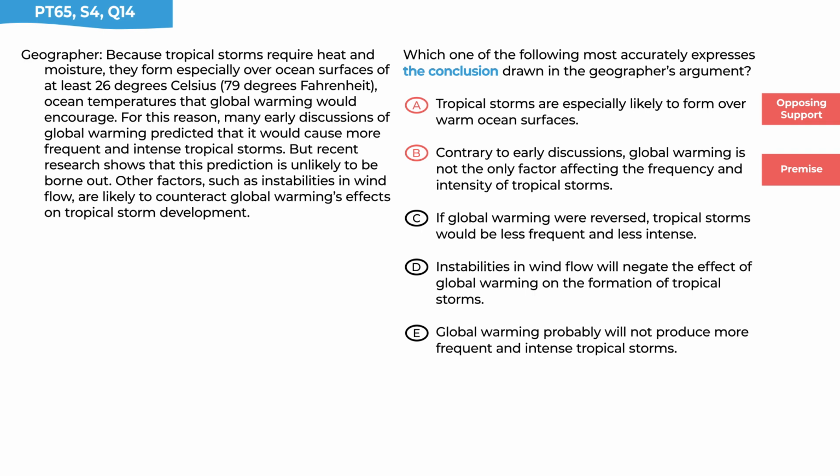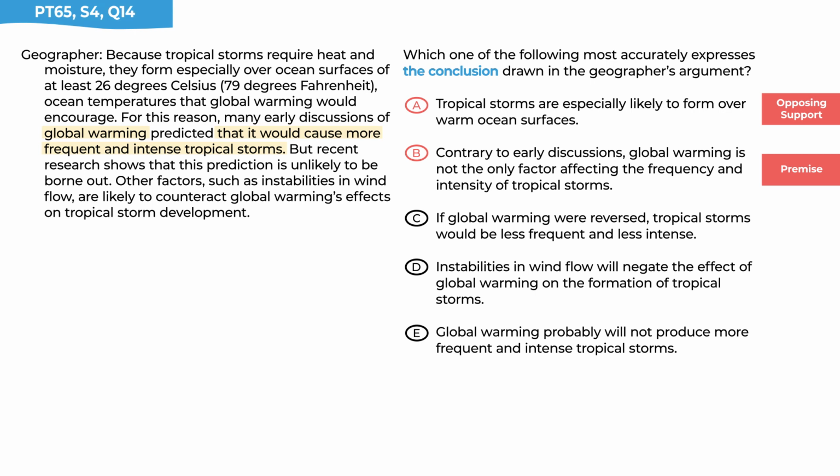Answer choice C says that if global warming were reversed, tropical storms would be less frequent and less intense. Answer choice C is wrong, but I could imagine someone picking this one because if the conclusion of this argument is to refute the opposing point, answer choice C sounds like a negation of the opposing point. Right? The opposing point is that global warming would cause more frequent and intense tropical storms. Answer choice C says that if global warming were reversed, tropical storms would be less frequent and less intense. So it's literally the polar opposite of the opposing point. But the author isn't trying to prove the polar opposite. It's just trying to say that that prediction is unlikely to be borne out.